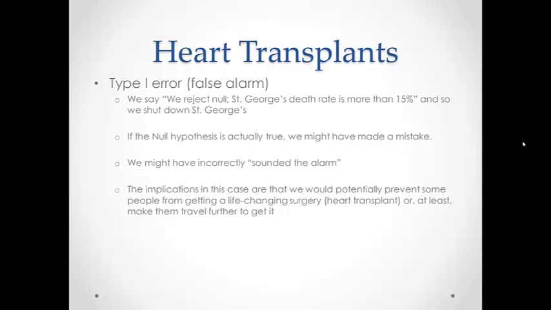Let's talk about what these two errors mean in context. So a type 1 error is a false alarm. This is where we say, well, we're going to reject the null hypothesis. We've got strong evidence that St. George's death rate is more than 15%. So we're going to shut down St. George's. Well, if the null hypothesis is actually true, that is St. George's death rate is 15% just like the national average, then we might have made a mistake. We might have incorrectly sounded the alarm. The implications in this case are that we're going to potentially prevent some people from getting a life-changing surgery, a heart transplant at St. George's, or at least make them travel further to get it.